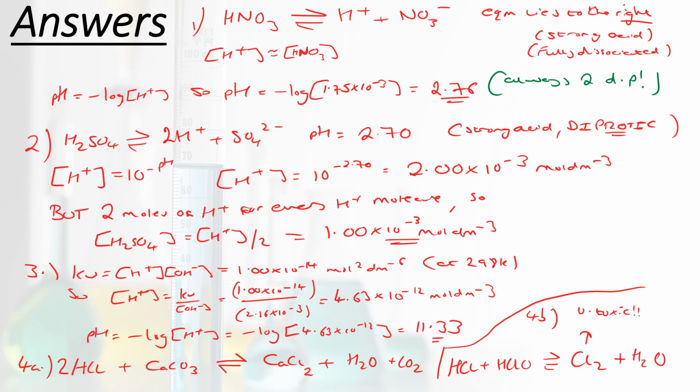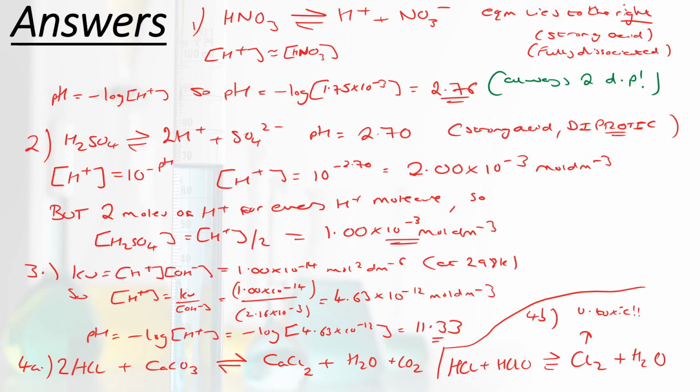So we have our pH is equal to the negative log of H+. To find our H+, we need to take anti-logs of both sides. We need to do 10 to the power of both sides. And so when we rearrange our equation, we get that H+ is equal to 10 to the minus pH. So in this case, H+ is equal to 10 to the minus 2.70. This gives an H+ concentration of 2 times 10 to the minus 3 moles per decimeter cubed.